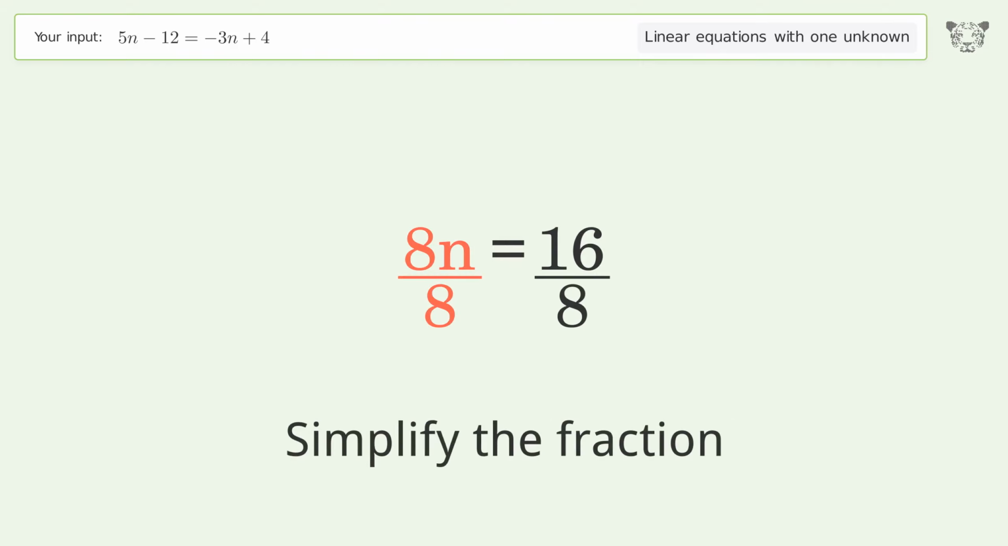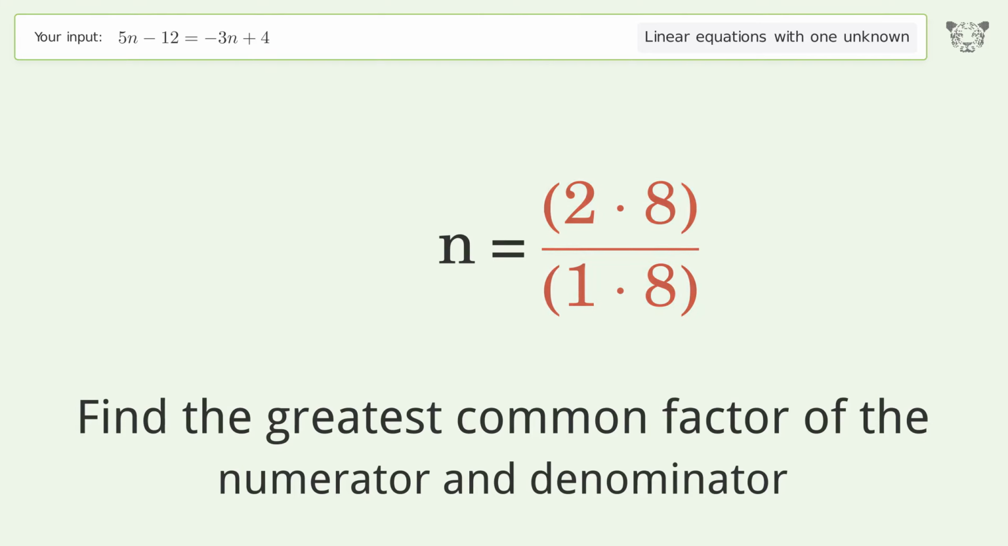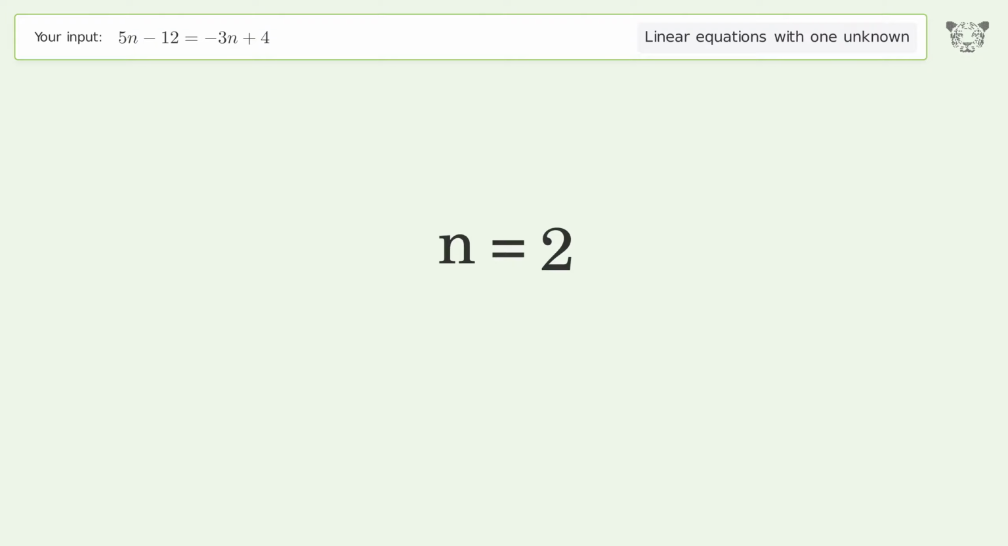Simplify the fraction. Find the greatest common factor of the numerator and denominator. Factor out and cancel the greatest common factor. And so the final result is n equals 2.